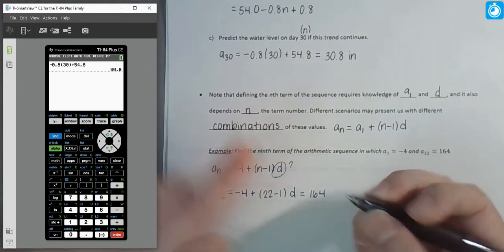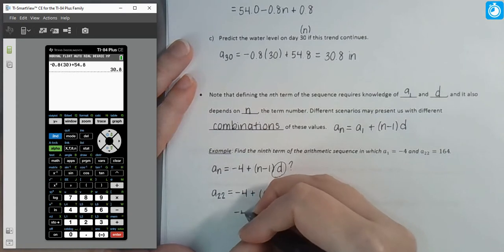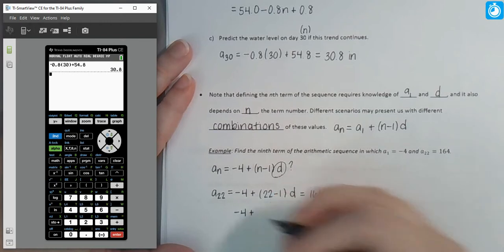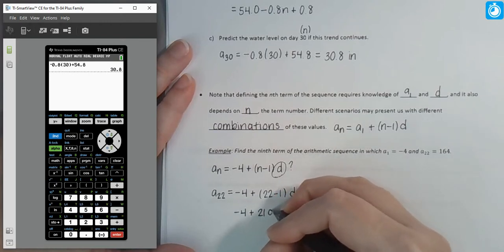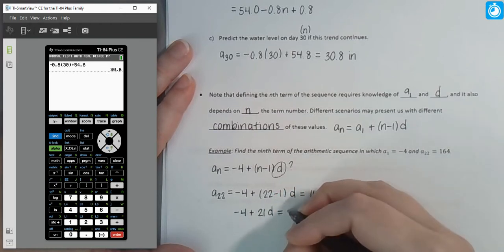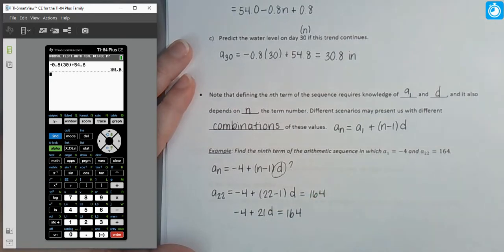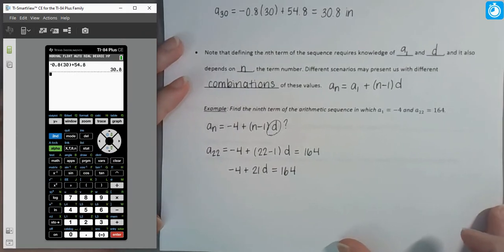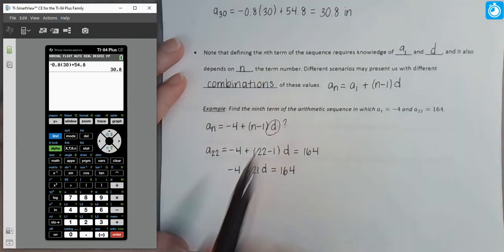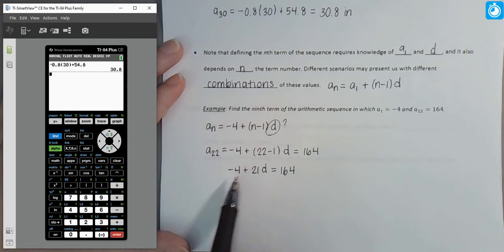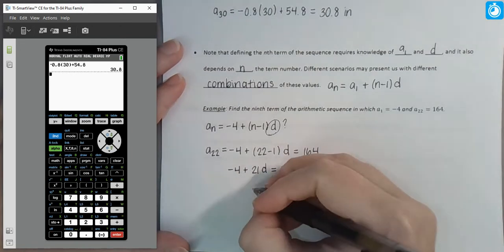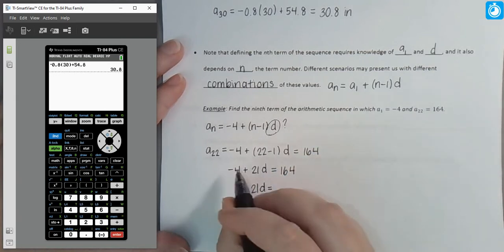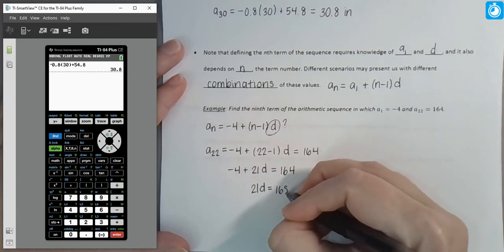So I would go ahead and simplify this. We don't actually need to distribute that d because this is now just a fixed value. So this is going to be -4 plus 21 times d. And we know this is equal to 164 because that was the value of the 22nd term in our sequence. So now we just want to isolate d, and that will give us the common difference for our formula. So I'm going to add the 4, move it over. So we have 21d is equal to 164 plus 4, which will be 168.